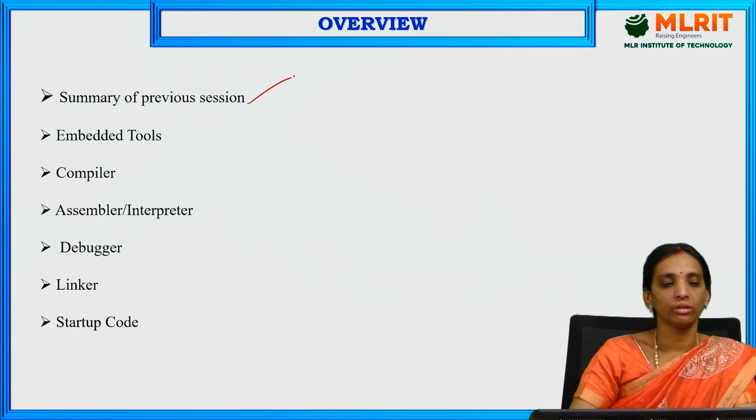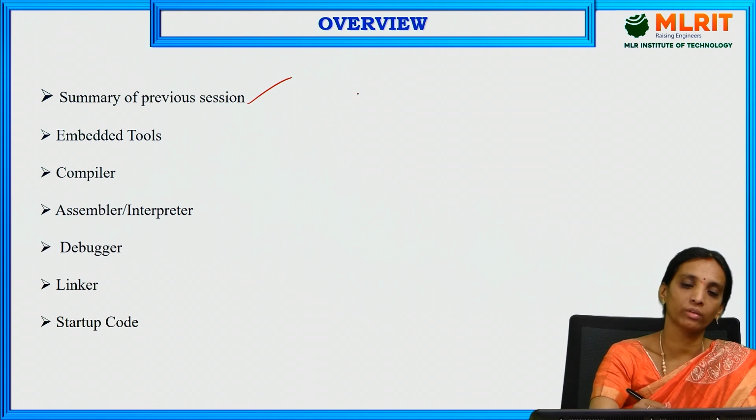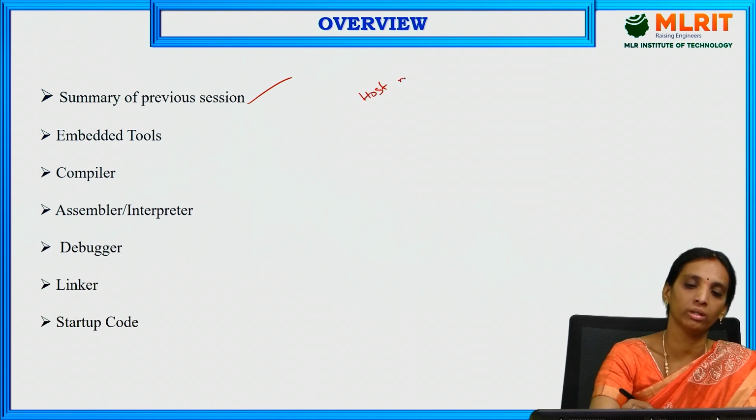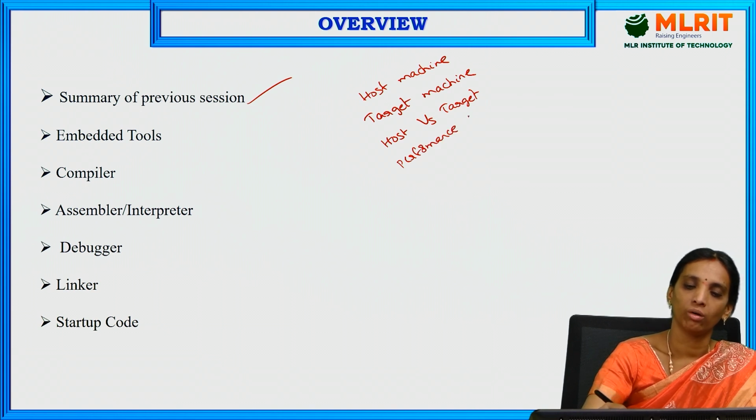So first, a summary of the previous session. In the previous session, we discussed what is meant by host machine, what is meant by target machine, what the differences are between host machine and target machine, and how we can define the performance of host machine and target machine.